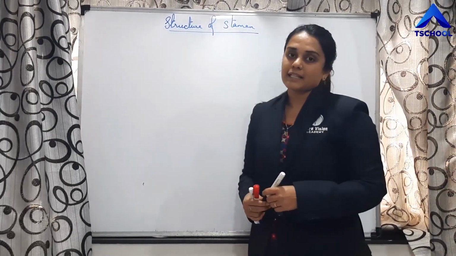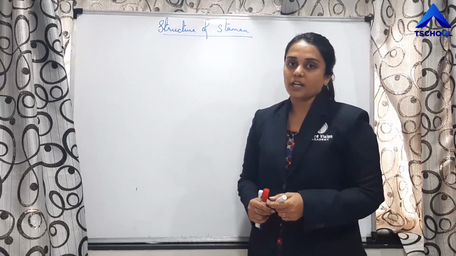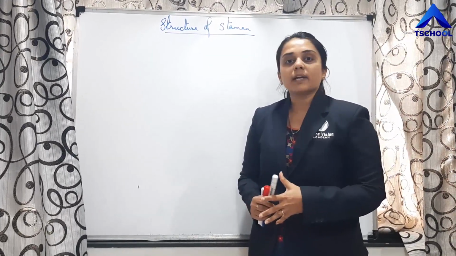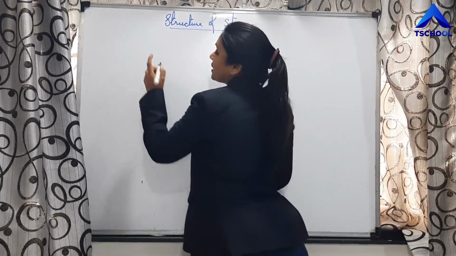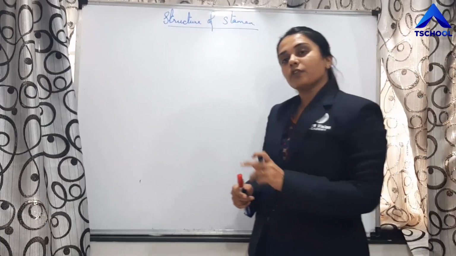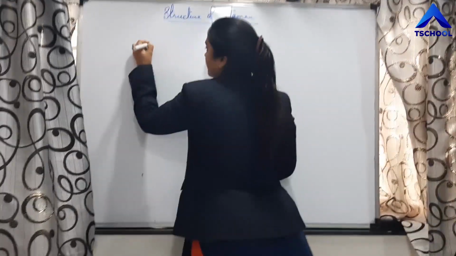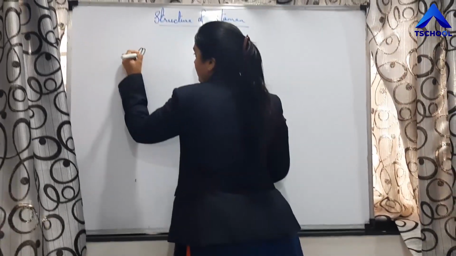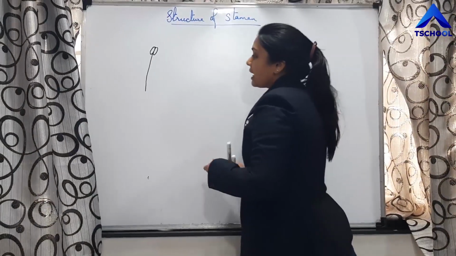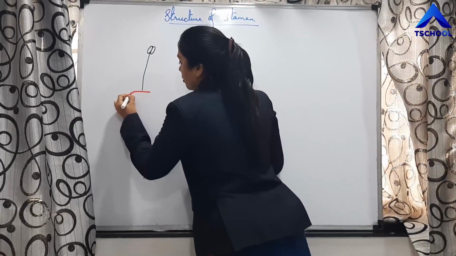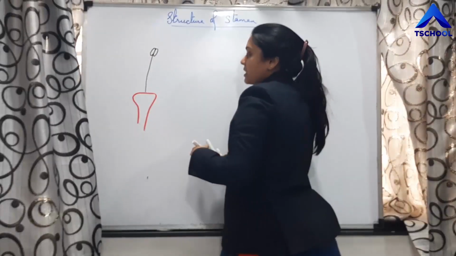The next topic is the structure of stamen. We know that stamen is a part of the male reproductive system. All the stamens together form androecium, that is the male reproductive system. Which are the parts of the stamen? Stamen consists of two parts, that is anther and filament. So this is the anther and this is a long slender filament. And this filament is attached to a base that is called the thalamus or receptacle. So this structure is the stamen.